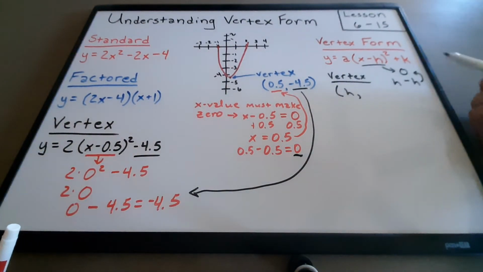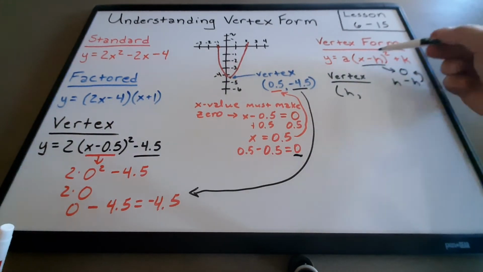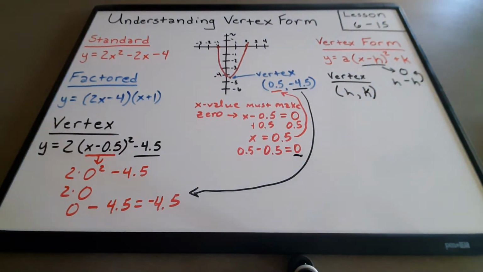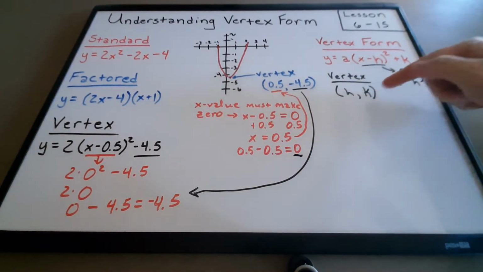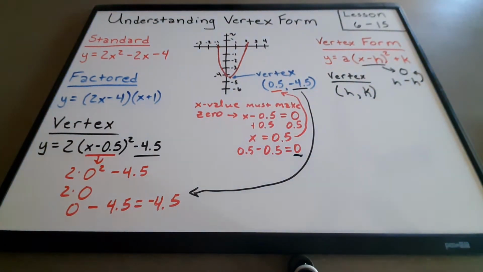0 times 0 squared would be 0. 0 times a would still be 0. 0 plus k allows us to have a y value of k. So our vertex here is h comma k. Notice the k and the k are the same. The h's are opposites. Here we have a positive, here we have a negative. So they'll always be opposite.